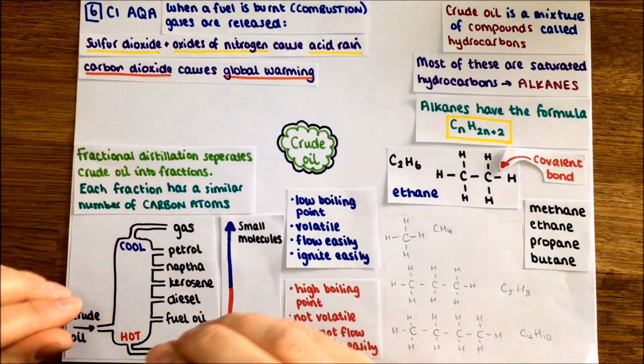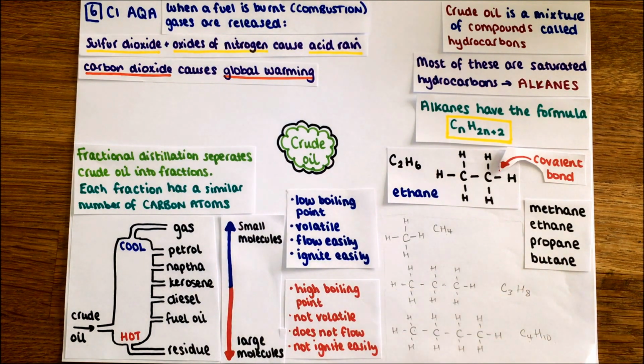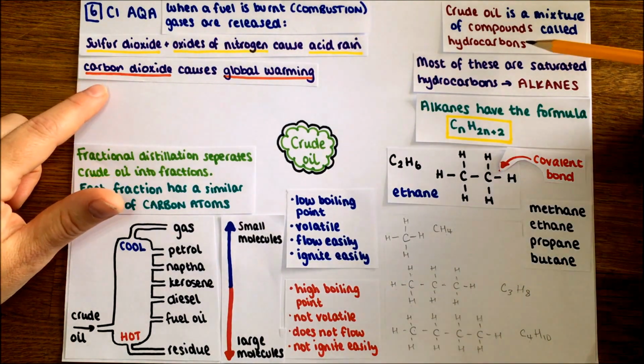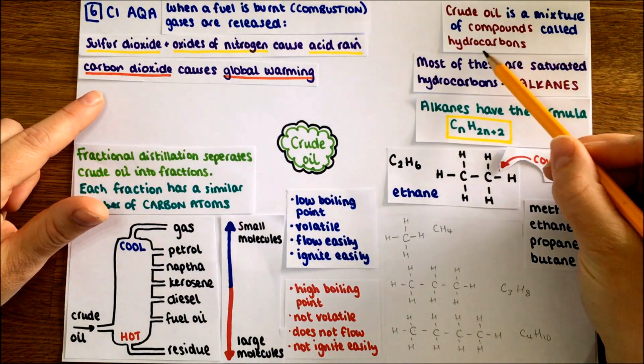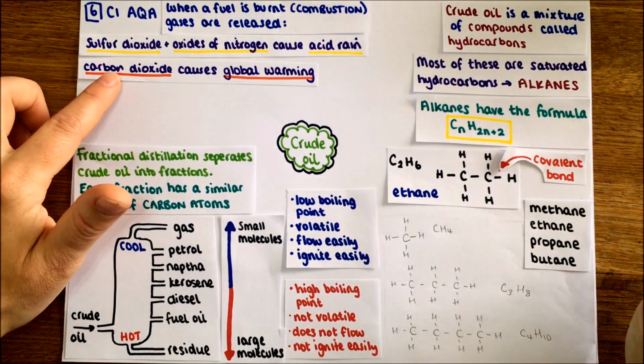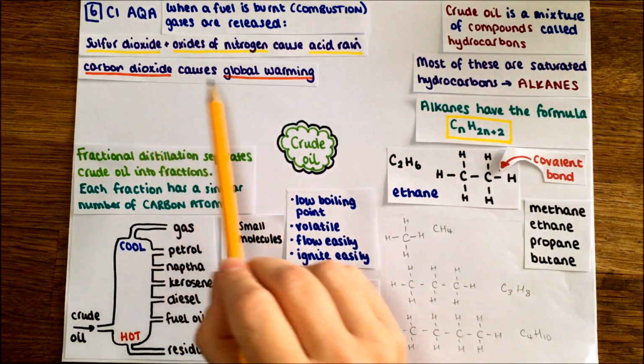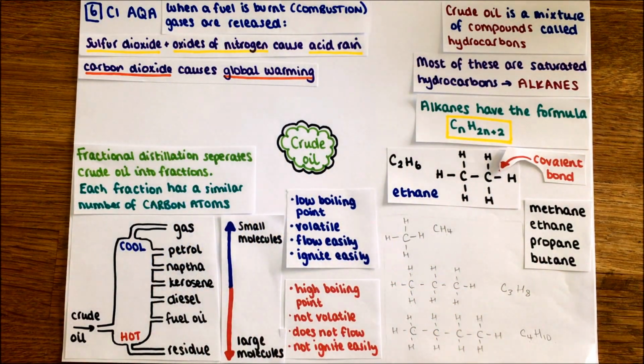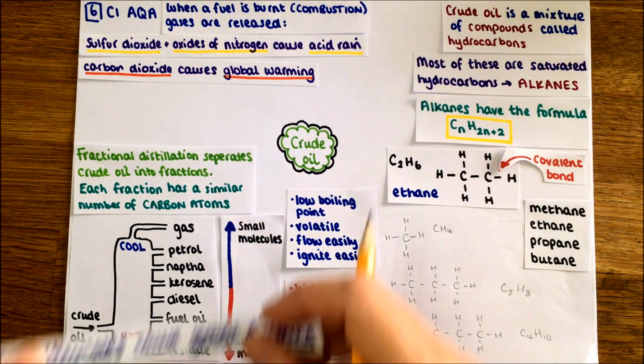So if you think about it logically, when we burn something, we burn it in oxygen, and we've got hydrocarbons containing carbon. So the carbon in the hydrocarbon reacts with oxygen in the air and produces carbon dioxide. We know carbon dioxide is one of the main contributors to global warming, okay, which causes climate change, etc. So make sure you know about that one.